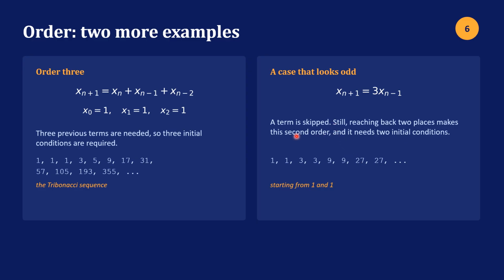So this is a second order. So you can look at it this way. You can look at it as x_{n+1} equals 0 times x_n plus 3 times x_{n-1}. So this is order 2, because you have to look back 2. Even though you don't have to look back 1, the order is really based on the maximum number of terms you need to look back.